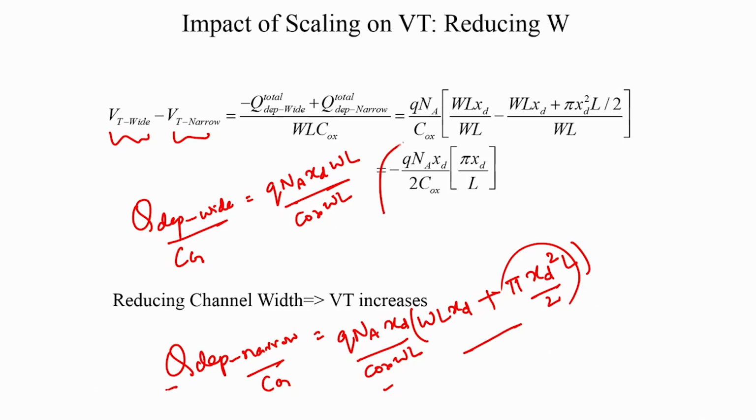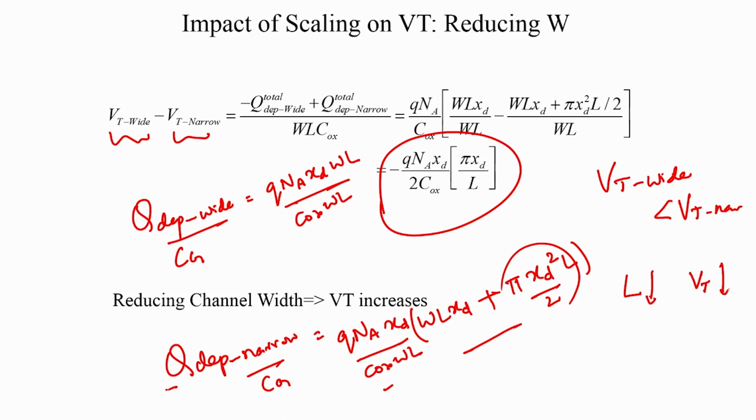So what is the difference between these two terms? The difference will now be a negative number, which implies that the threshold voltage for the wide channel device is going to be less than the threshold voltage for a narrow channel device. So in summary, as we scaled down L, the Vt also decreased. The transistor is turning on faster, and why is that? Because the PN junction is aiding the depletion. But if you scale down W, the Vt increases, and why is that? It is because you have to do some extra work in depleting some regions on the sides of the channel.